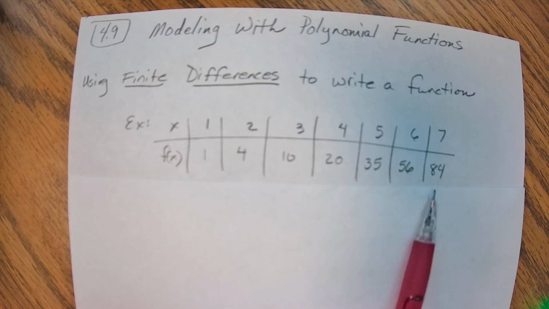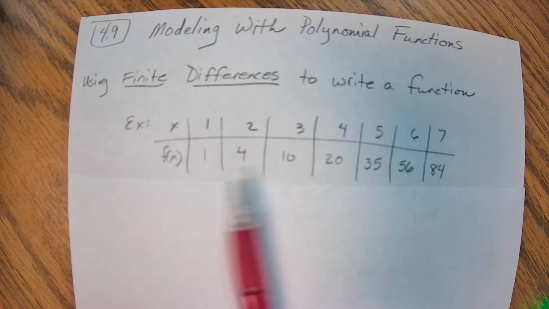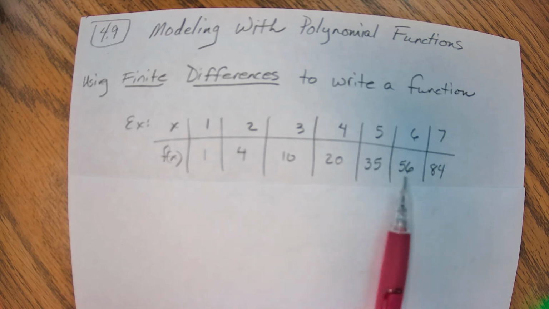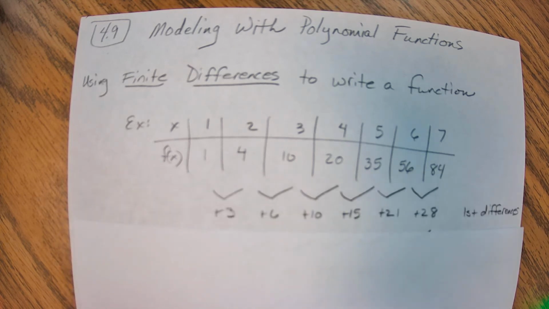I can tell right away it's not going to be linear, right? Because these numbers are not increasing at the same rate. So if you find the first level of differences, you'll notice that they're not the same. They're getting bigger and bigger as we go. Those are called first differences.